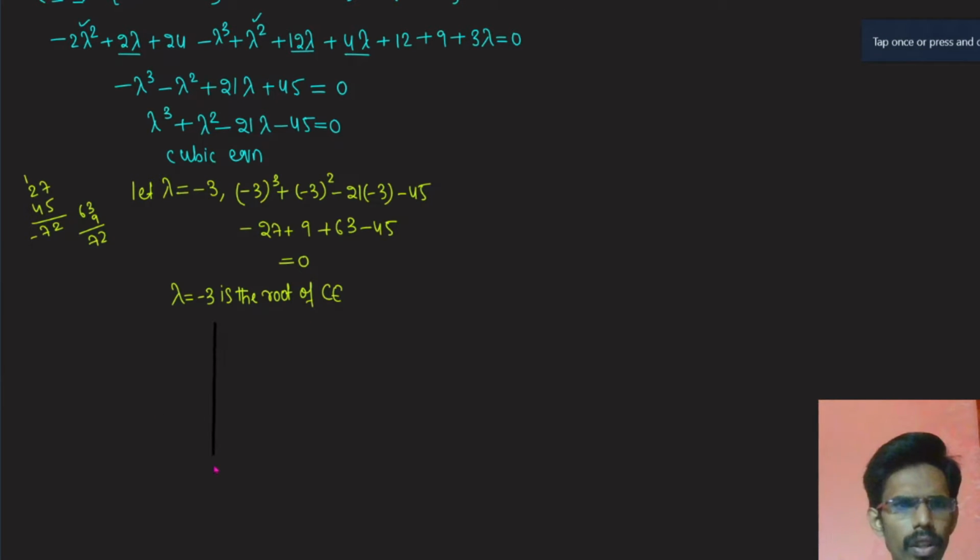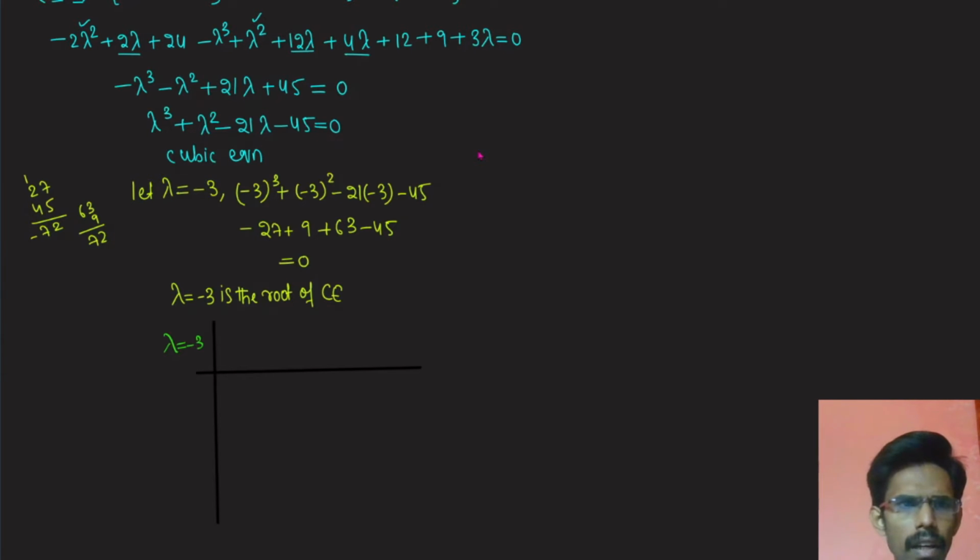Let us find out the other 2 roots by synthetic division. Let us take lambda equals minus 3 here. Now write down the coefficients of the characteristic equation.